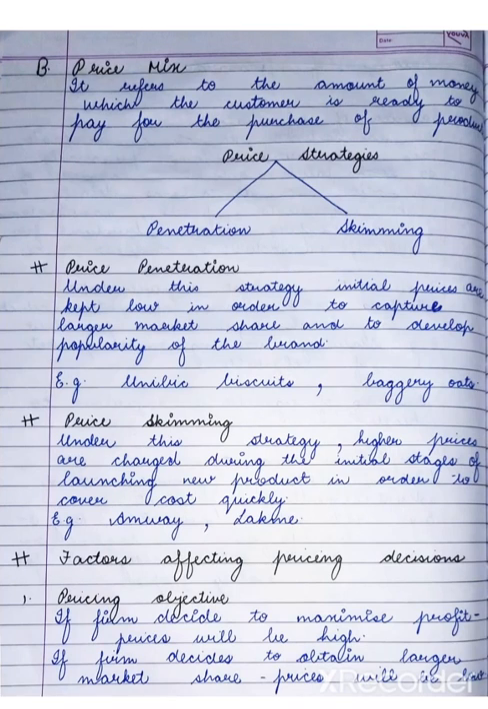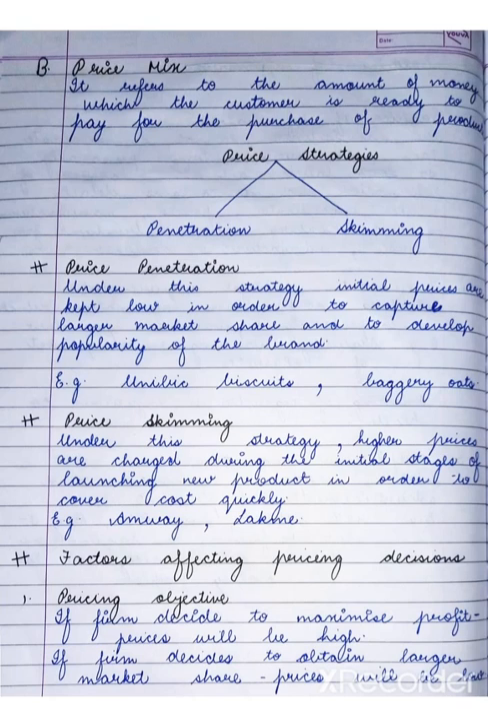Coming to the next one, that is price mix. With this we have completed the functions of labeling. Now we are going to start with the second mix, that is price mix. Whatever amount of money the customer is ready to pay for purchasing the product is considered as a price. Now, pricing strategies are of two kinds. That means we decide the price of the product on the basis of two strategies. First one is penetration, another one is skimming.